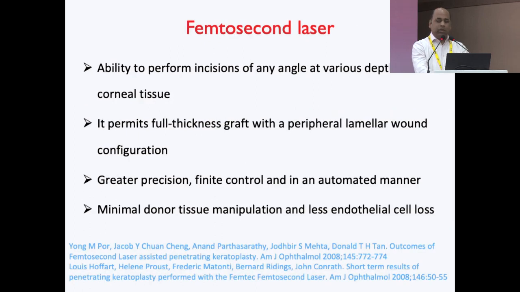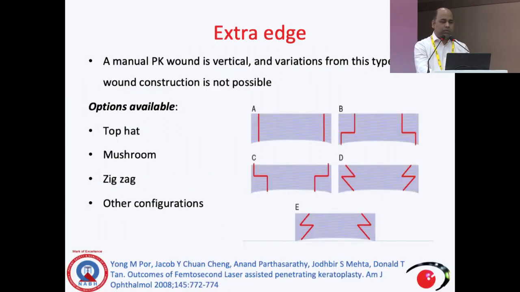To overcome all these situations, now we have the femtosecond laser, which has the ability to perform incision of any angle at various depths within the corneal tissue. It permits full thickness graft with peripheral lamellar wound configuration. It works with greater precision, finite control, and in an automated manner. It does minimal donor tissue manipulation and less endothelial cell loss.